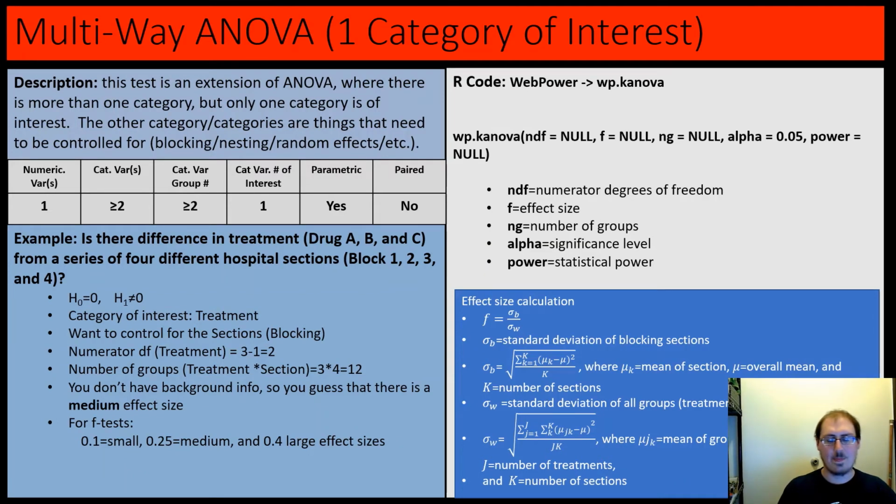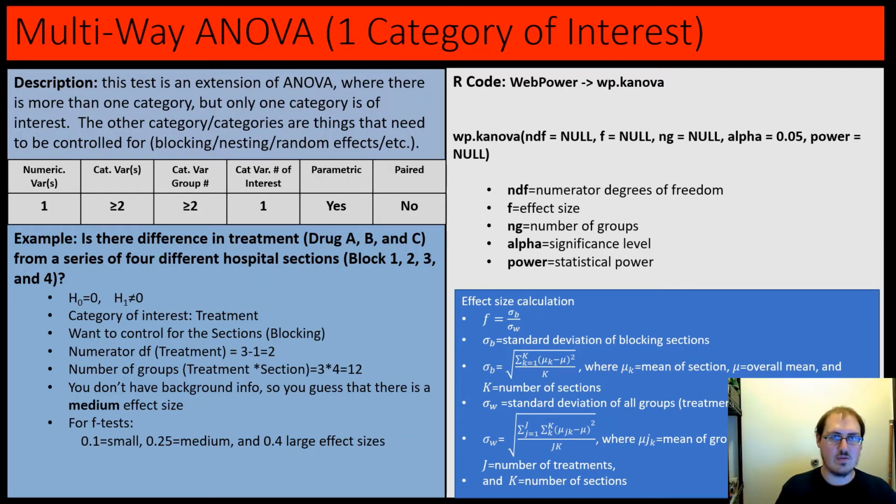Okay, we've made it to multi-way ANOVA, and I consider 2 kind of subsets of that. One is when you just have one category of interest, and the other is when you have multiple categories of interest. Let's dig into what that means.